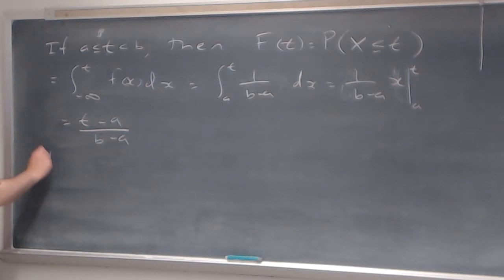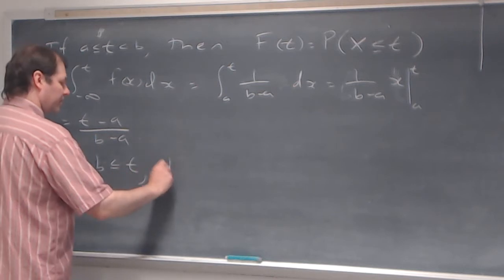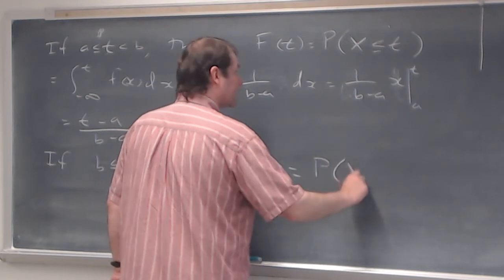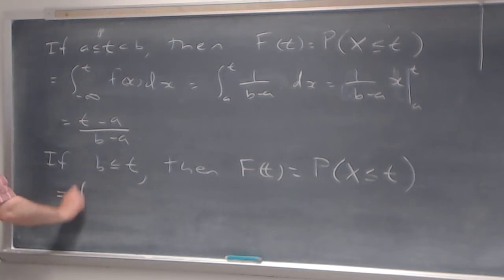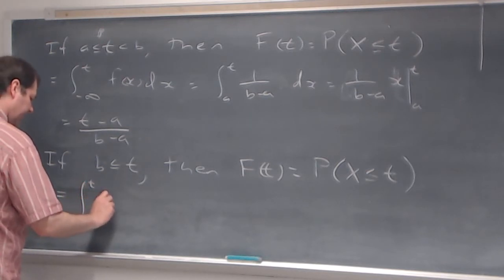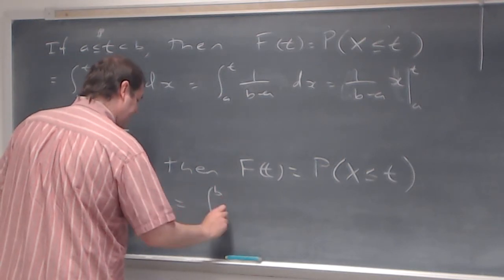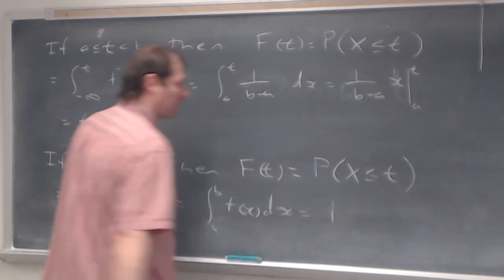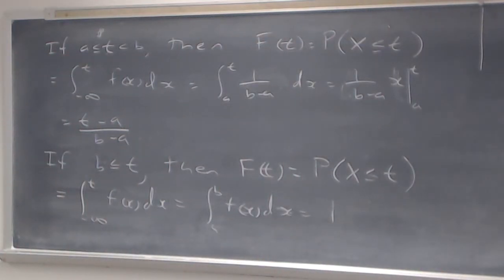Now, finally, if b is less than or equal to t, then f of t is going to be equal to the probability that x is less than or equal to t, which is equal to the integral from minus infinity to t of f of x dx, which would be, in this case, the integral from a to b of f of x dx, which is 1. Okay? So over here on the side, we'll write a summary of what the CDF for a uniformly distributed random variable is.